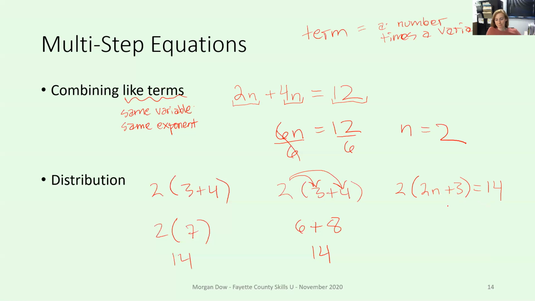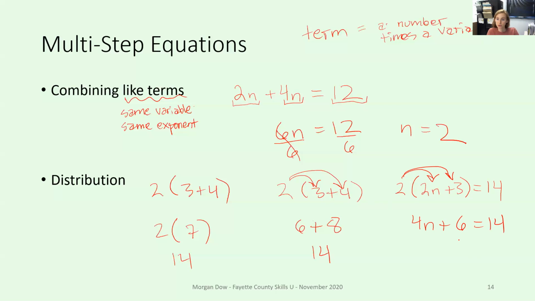So 2n plus 3, those aren't like terms, so we can't add them together, right? 2n and 3 doesn't have an n on it, so we can't combine them. But we could use distribution. So we can say 2 times 2n, that would become 4n. And 2 times 3 would become 6.